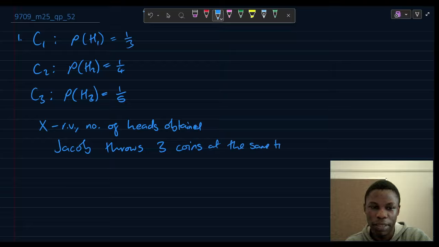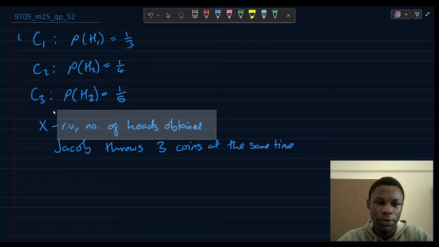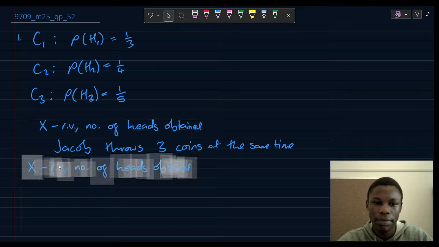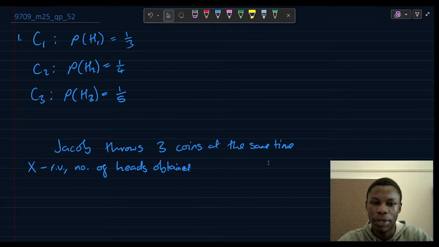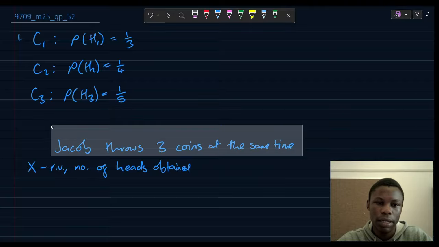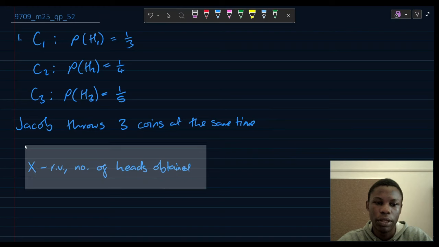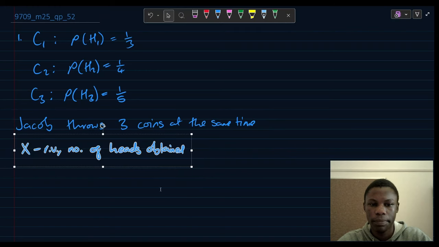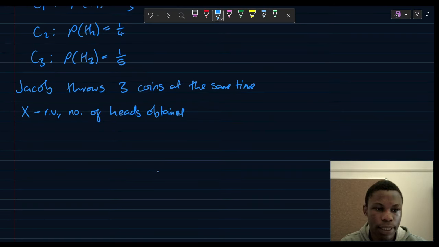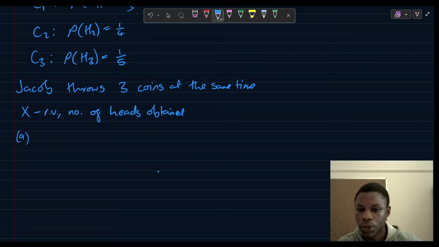This should probably be before the definition of x. So Jacob throws the 3 coins at the same time, and then we're told that the random variable x becomes the number of heads that Jacob obtains on the toss of those 3 coins. So part A says show that the probability that x is 2 is equal to 3 over 20.